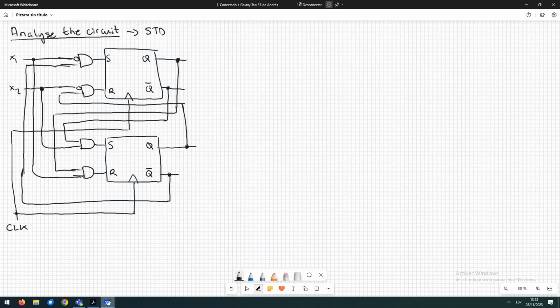So step 1. The inputs are x1 and x2. Sorry, I said x0 before, it is x1 and x2. The output is here, I forgot to write it. So the output is C.